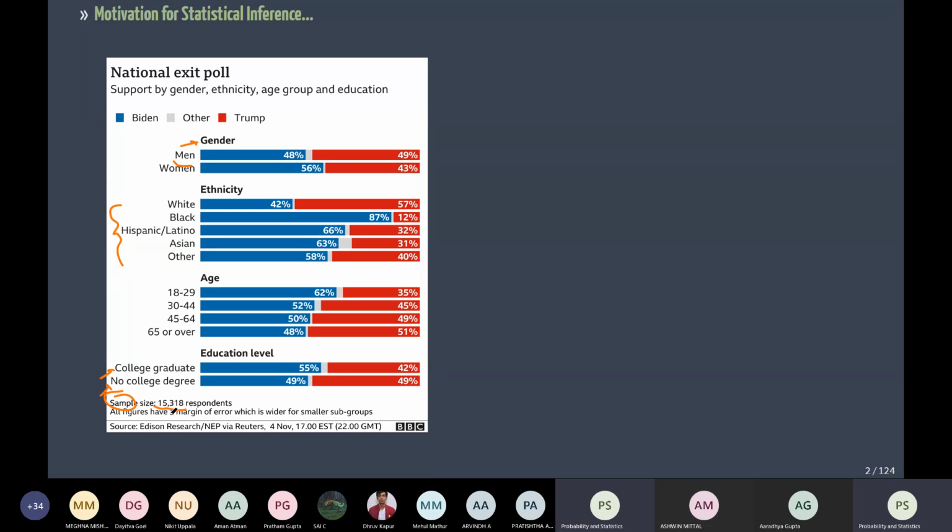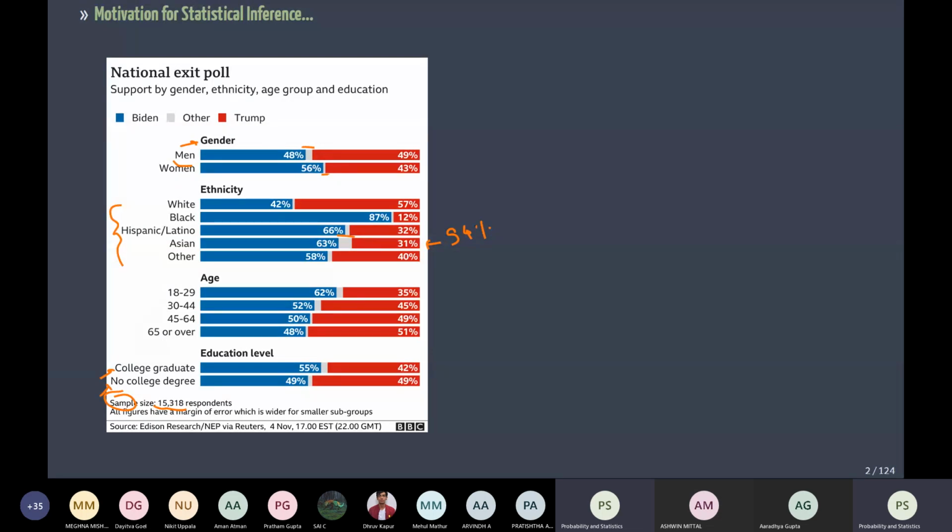Moreover, all the figures have a margin of error, which is wider for smaller subgroups. These are the errors noted in gray. If you add this, it's not the case that you will have 100% all the time. In this case, you will see that it's 94%, and then the remaining part is an error. So it could be like 31 plus the remaining 6%, or it could be 63 plus the remaining percent. This kind of data you will see a lot.